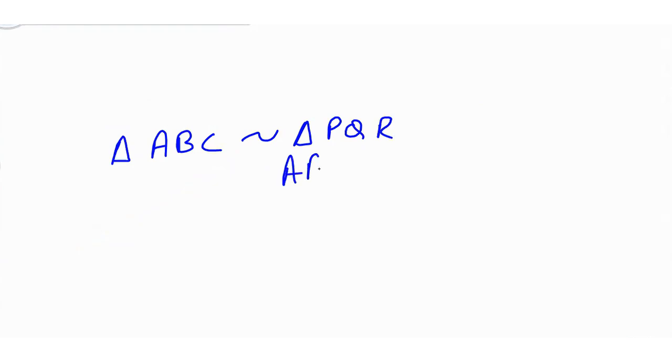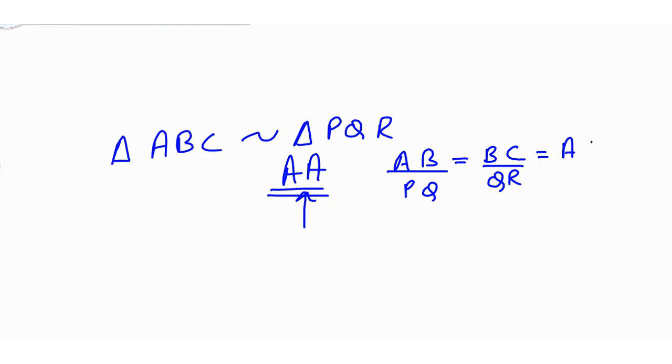If we want to prove two triangles similar to each other, that is, if we want triangle ABC is similar to triangle PQR, what we want is two angles to be equal. Any two angles. If we can figure out any two angles that are equal, then this triangle is similar. And once it's similar, the ratio of the corresponding sides are equal. That will be AB upon PQ equal to BC upon QR, equal to AC upon PR. Then the respective corresponding sides ratio will be equal. That's what we are going to use here.